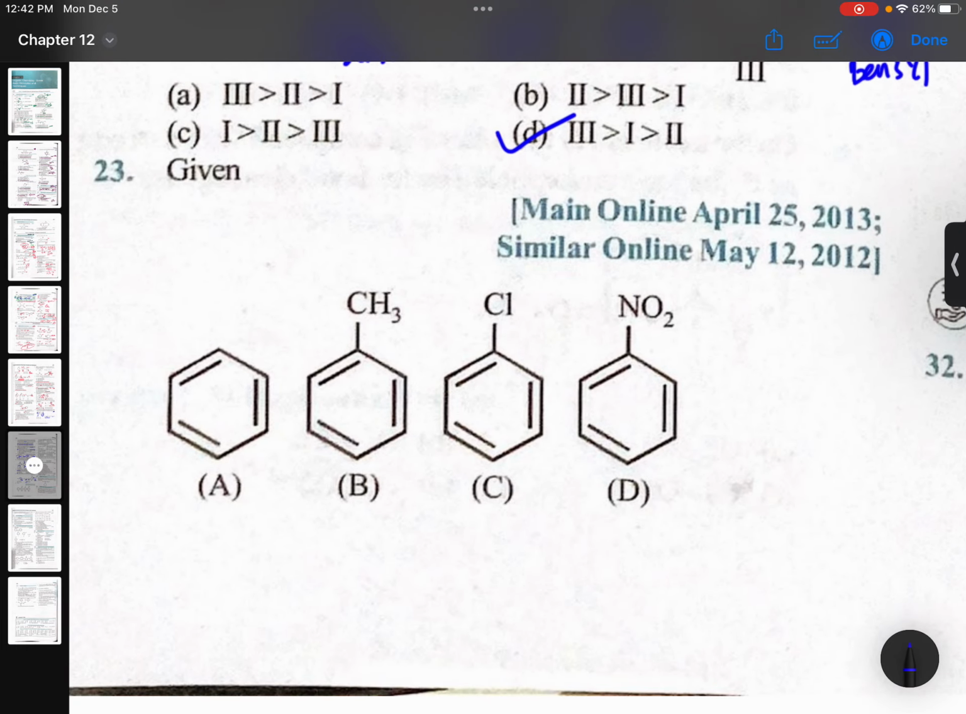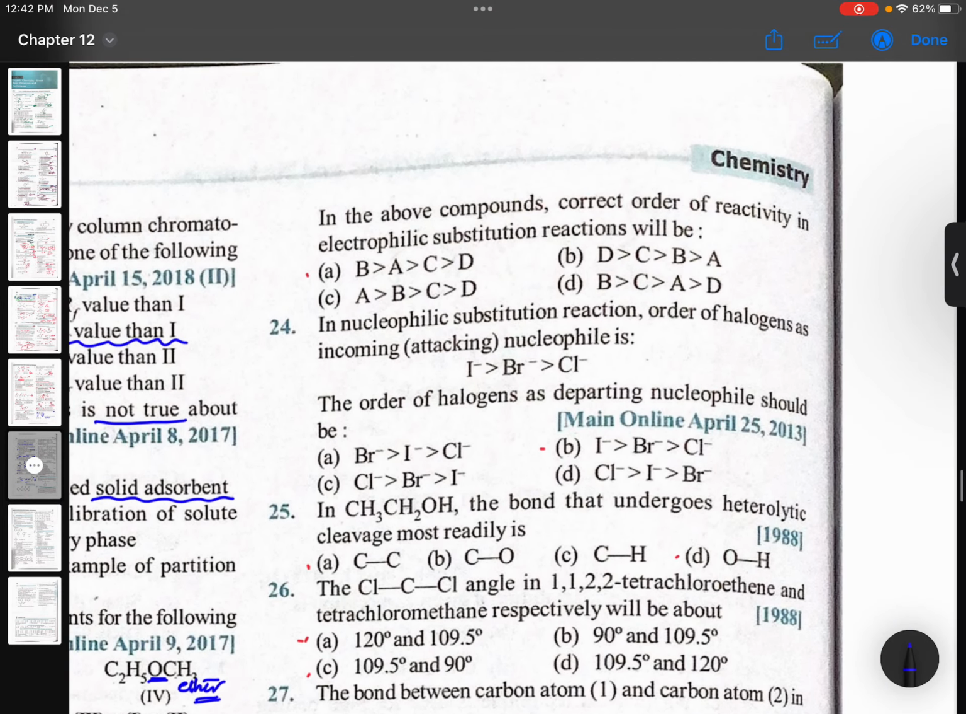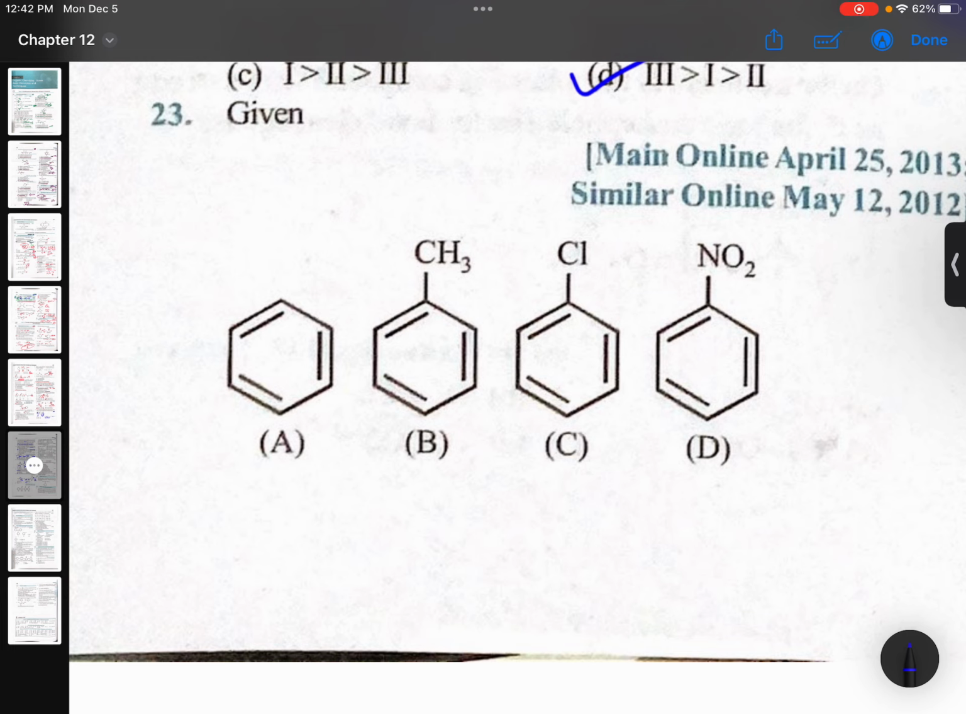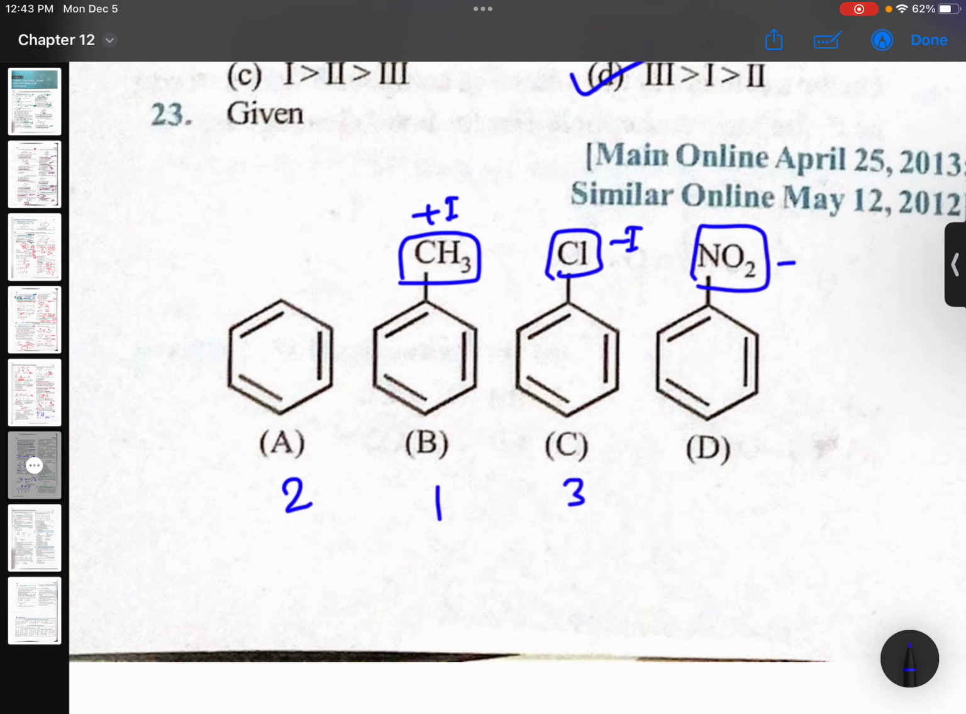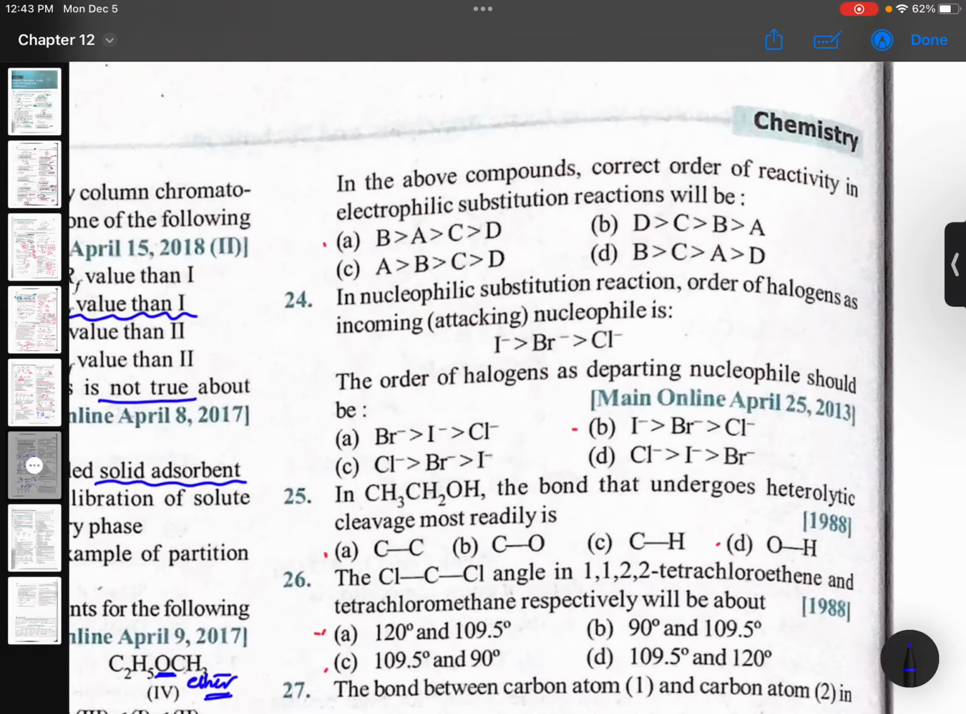Four compounds are given here. What's the question? The question is about electrophilic substitution reactions. For electrophilic substitution reactions, which is better? This is better because this is a plus I group, this is no group, this is a minus I group, and this is worst because this is a minus M group. For electrophilic aromatic substitution, we need electron supporting groups, electron donating groups, electron releasing groups, or plus M groups. So this is the answer. So it should be BACD.